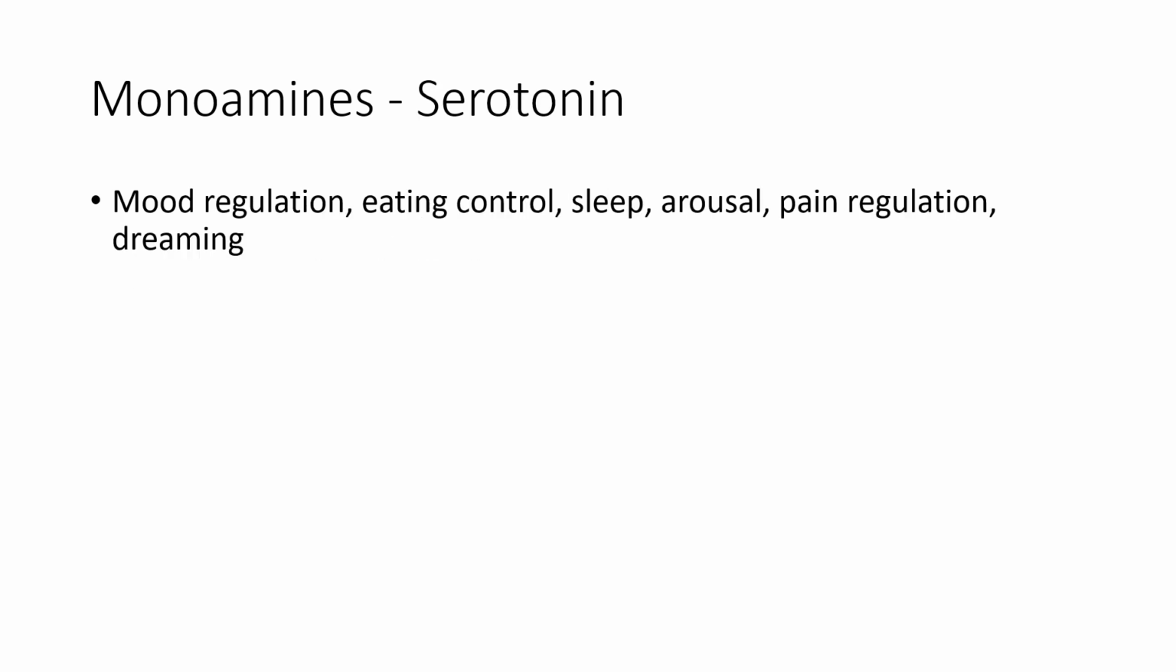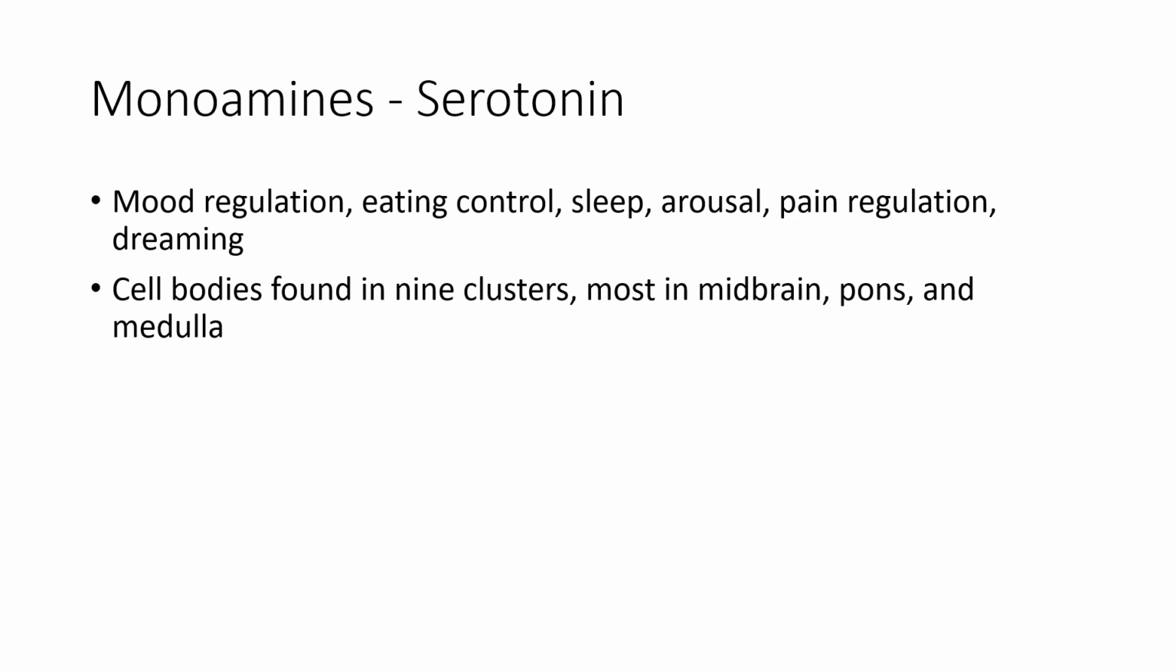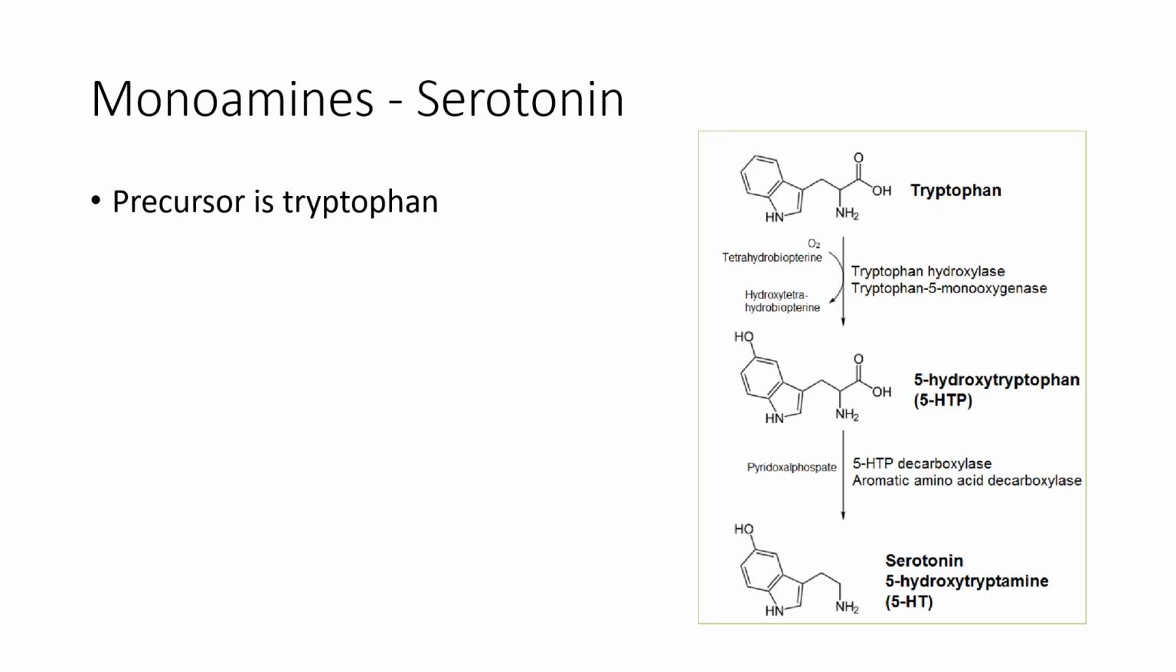And now here we are, serotonin. Serotonin is another neurotransmitter. It is a monoamine. It is involved in mood regulation, eating control, sleep arousal, pain regulation, and in dreaming. Cell bodies involved in the serotonin system are found in clusters, about 9 clusters to be exact, in the brain. Most are located in the midbrain, pons, and in the medulla. These cell bodies will project out. So they have axons that project out into your cerebral cortex.